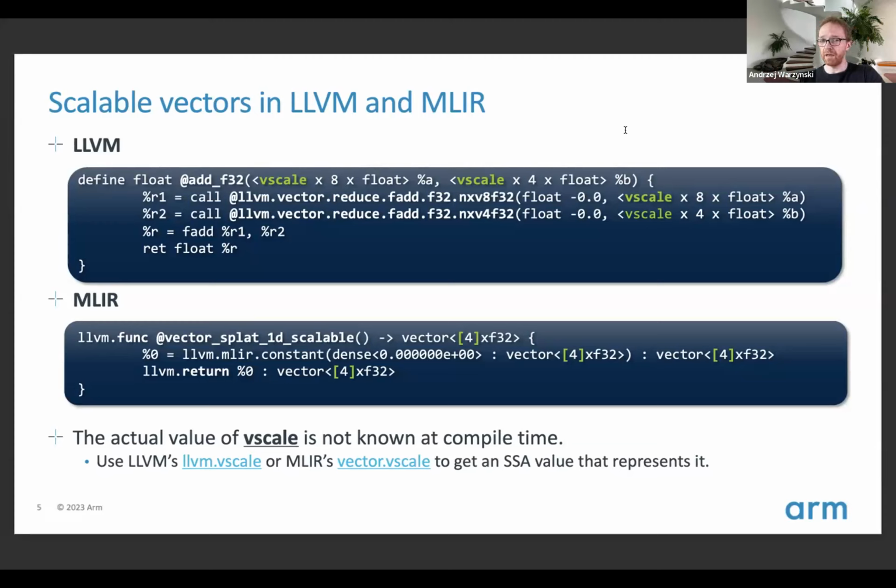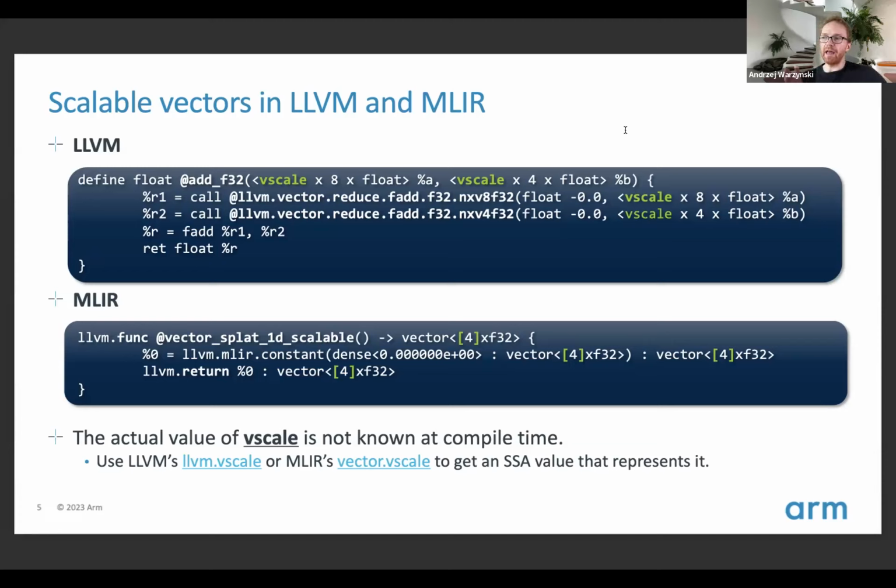So at the top, you have an example from LLVM where I use scalable vectors, and the only difference between scalable and fixed width vectors is this v-scale scaling factor, which you don't know at compile time, and it simply means I have multiple of those vectors of 8 or 4 elements. In MLIR, we have a bit more concise syntax. We just use square brackets to denote scalability.